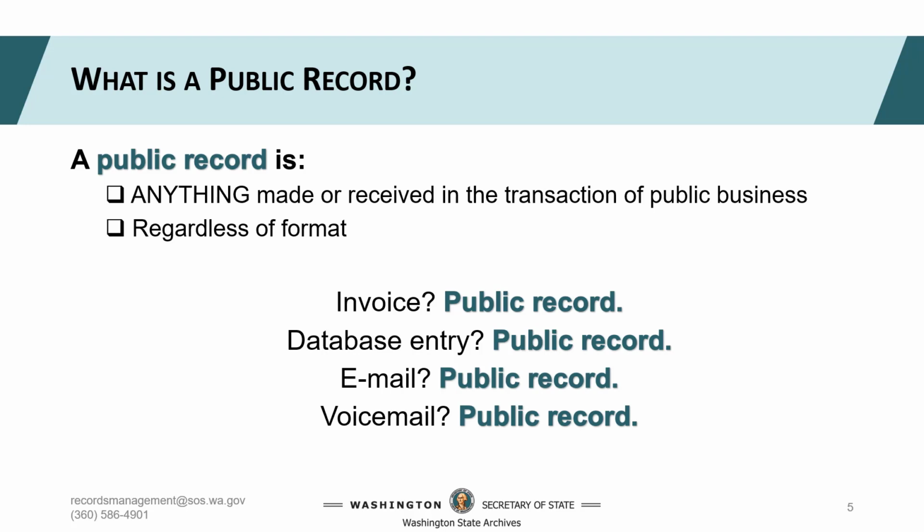The Revised Code of Washington, or RCW, is the legal framework that governs the work we do as employees of state and local government agencies. Chapter 40.14 of the RCW tells you how to manage, destroy, or transfer public records.